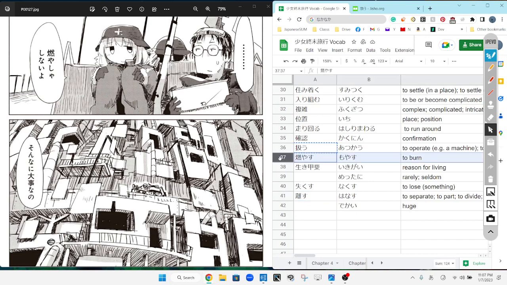Sorry, let's zoom in a bit. Here we go. And then I think Kanazawa's like staring at her, like, really. And then it's like, moyasha janayo is like, I haven't burned anything. And then it's like, sonnani, daiji nano. Okay, yep, there we go. Daiji is an important matter, right? An important thing. Yeah, so.